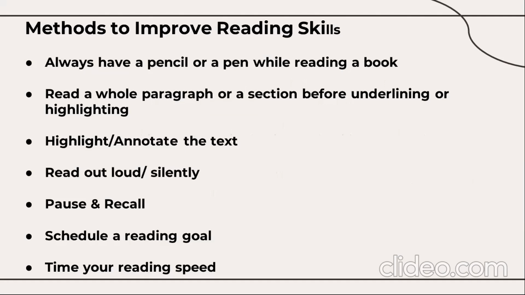Now we have a few important methods to improve reading skills. So the first important method is here, you should always have a pen or pencil while reading a book. Second, you should read the whole paragraph or a section before underlining or highlighting. Don't highlight in the beginning. First, you read it. Then you should highlight or annotate the text. Then you read out loud or maybe sometimes silently. Then, while reading, you should give a pause and try to recall.